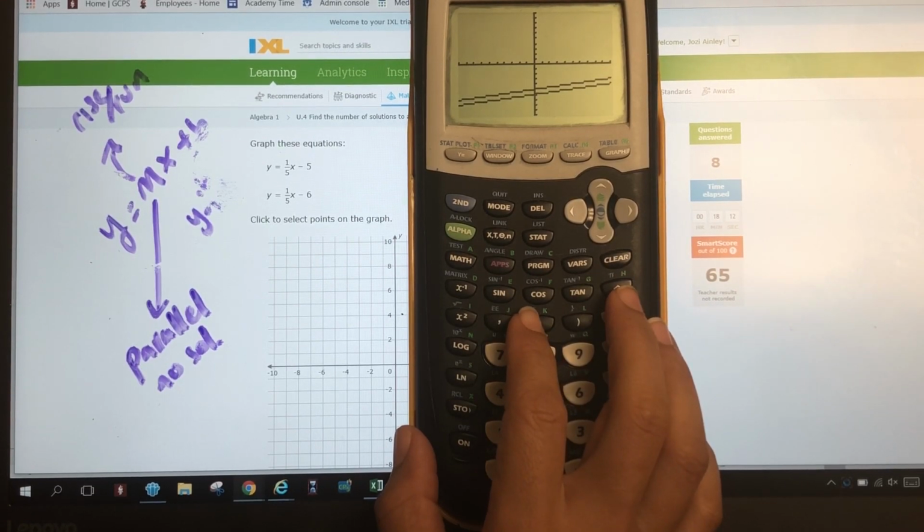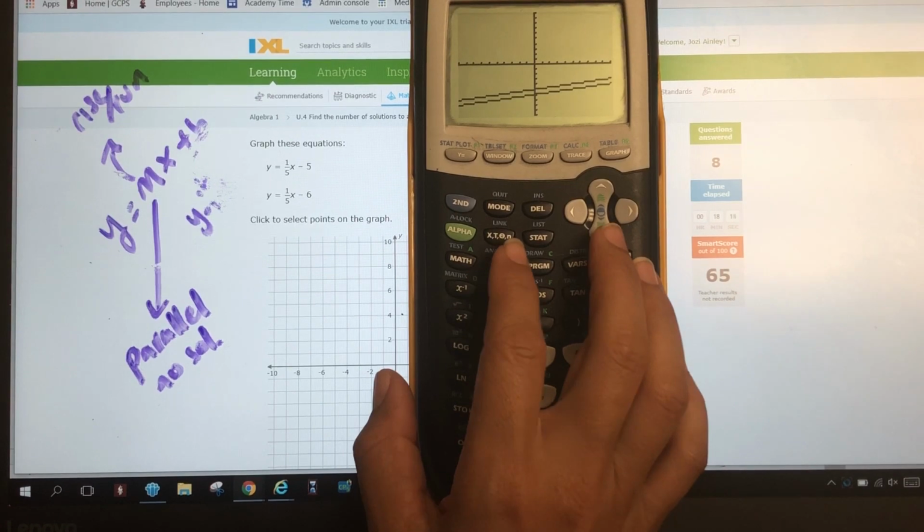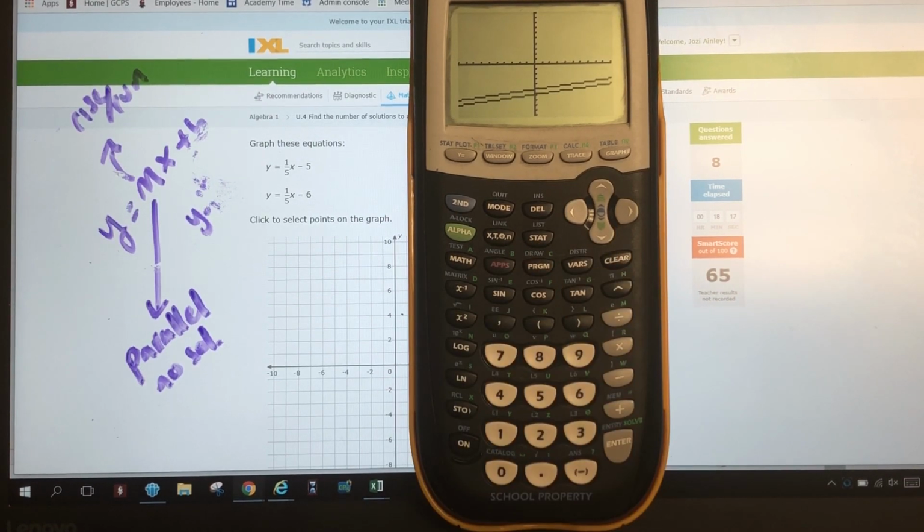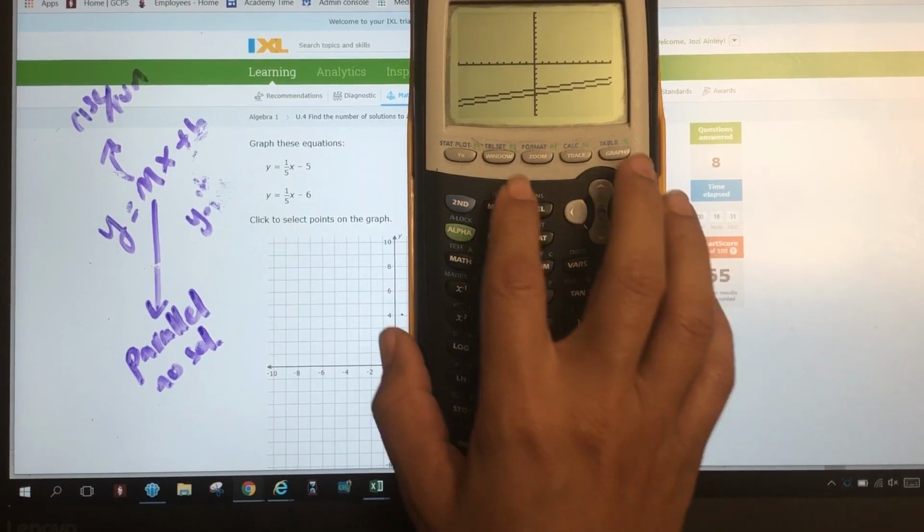I'm trying to remember what it is. Was it second? Hold on a sec. I think it's second standard. So let me show you how to do it manually.